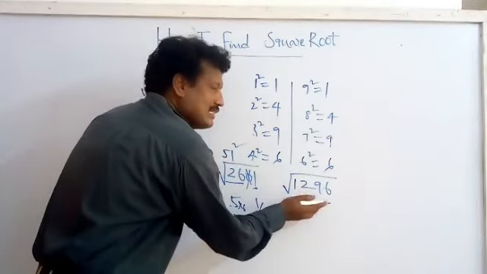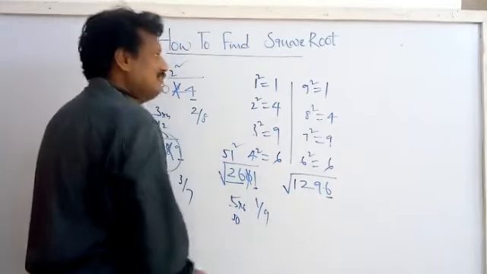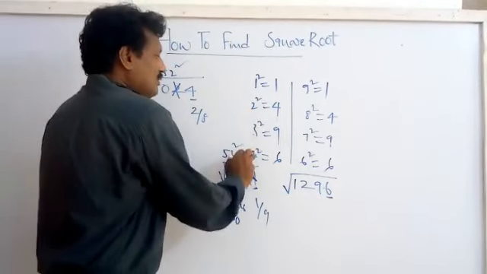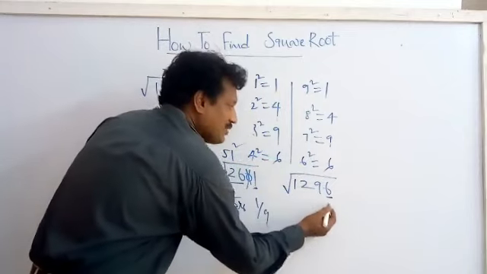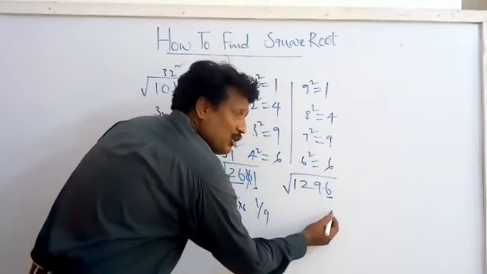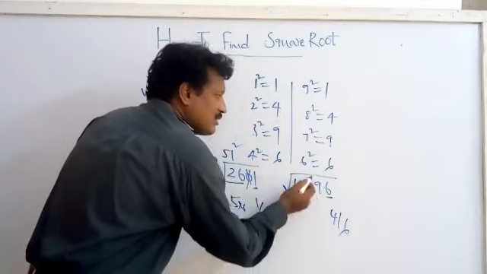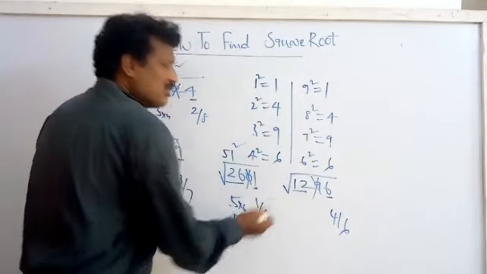The square root of 1296. The last digit is 6 here, the unit place. So 4 square is 16, 6 square is 36. So the answer's unit digit is either 4 or 6. So the tens place we need not consider. The remaining value is 12.